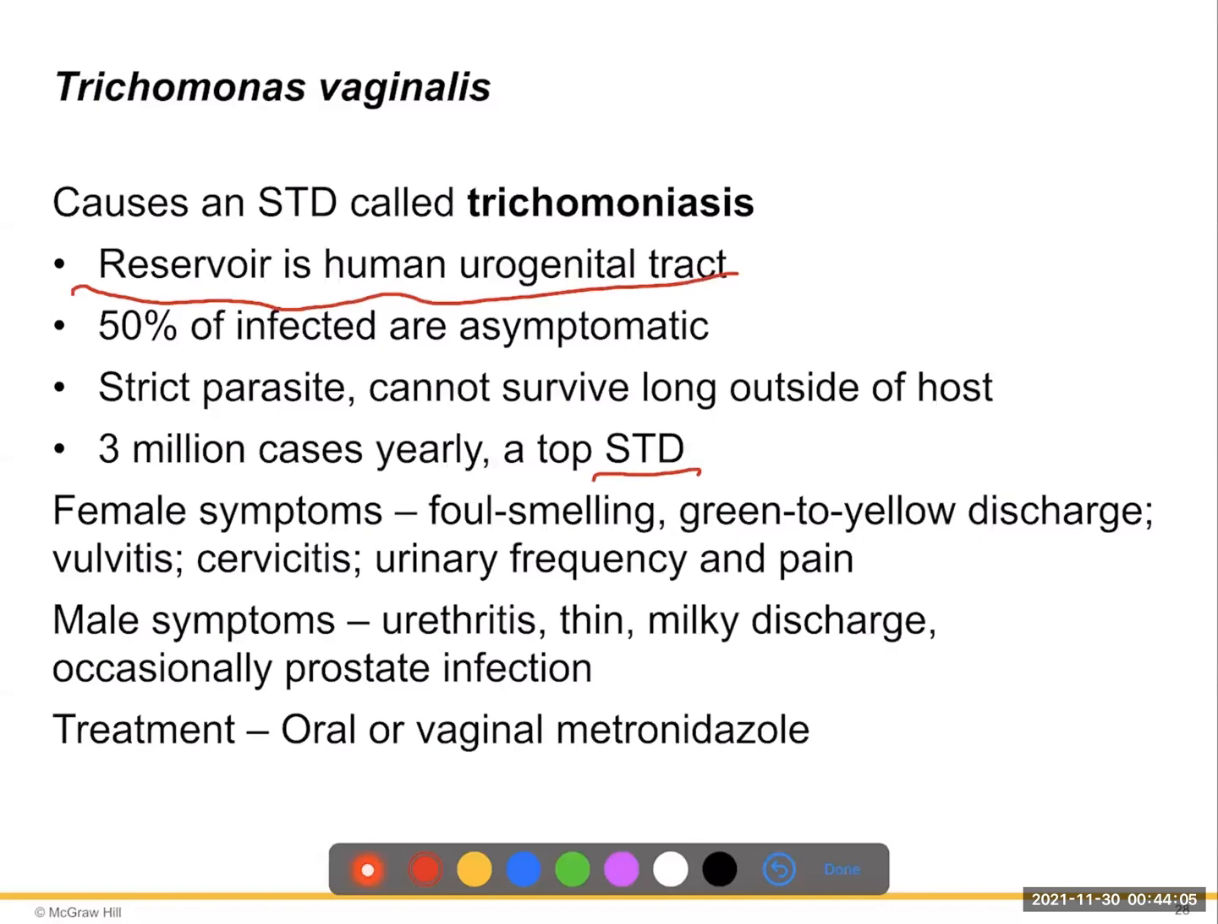Female symptoms: foul smelling, green to yellow discharge, vulvitis, cervicitis, and urinary frequency and pain. Male symptoms: urethritis, thin, milky discharge, occasionally prostate infections from that. Treatment is oral or vaginal metronidazole.